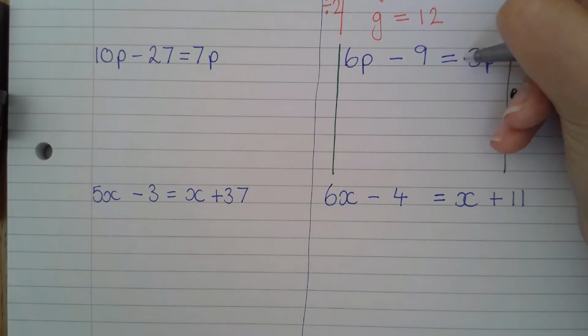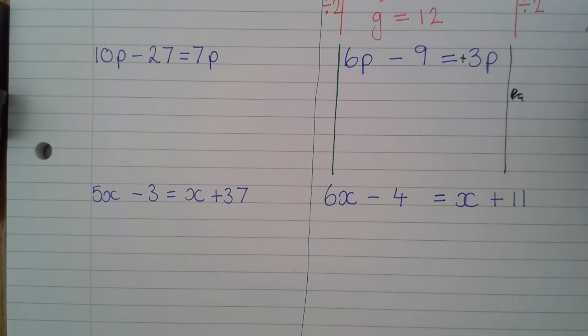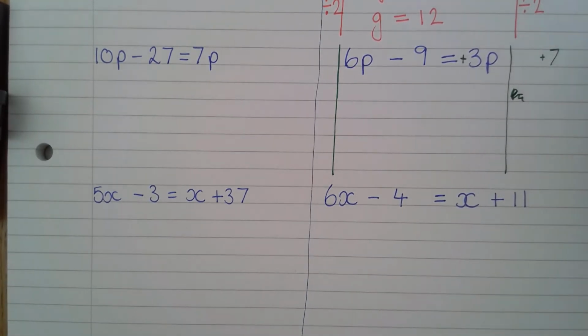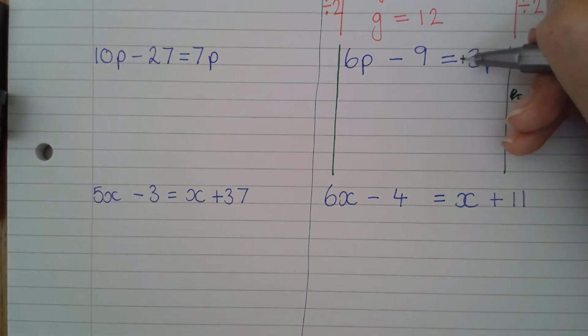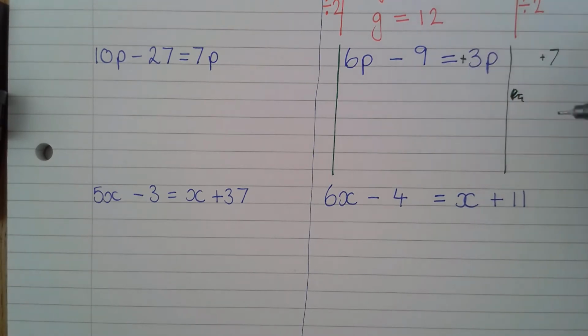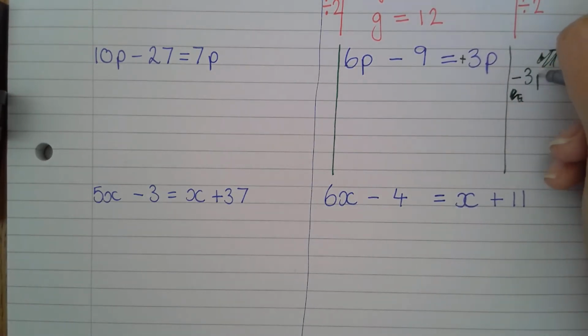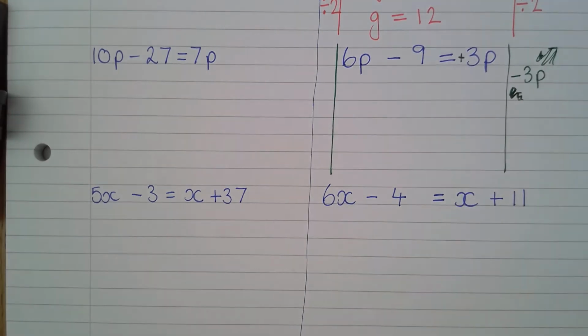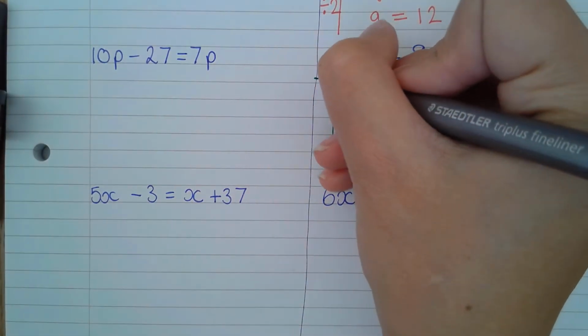Currently, there's no symbol before the 3 P's, so that means it's a plus. Before the number 7, we know that's a positive 7, but we don't write the plus before. That didn't have a minus sign before it, so we know it's a positive 3P. So the opposite of plus 3P is take 3P, but we can't just do it one side, we need to do it both sides.